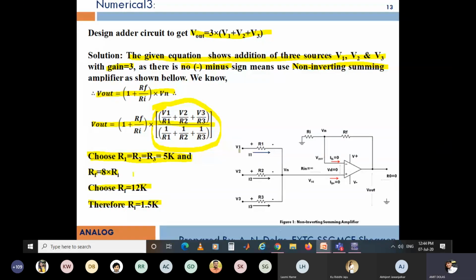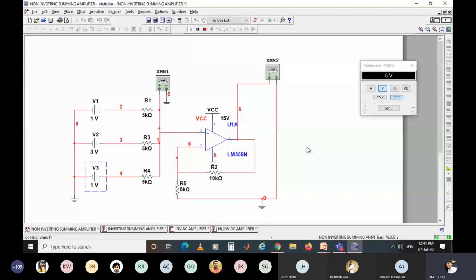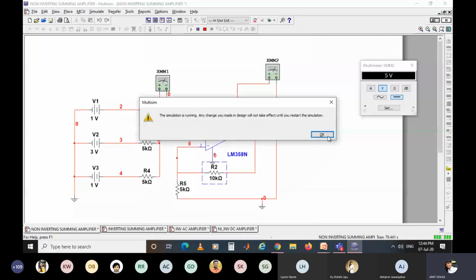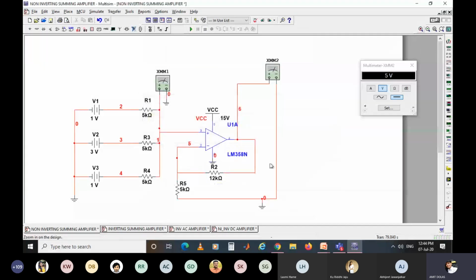So let's have a simulation of this circuit. I'll make the necessary changes. R1 is 5K, R2 is 5K, R3 is also 5K. Feedback resistance, I choose 12K. Accordingly, I shall stop the simulation first.